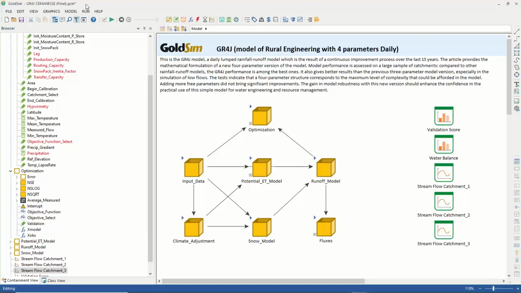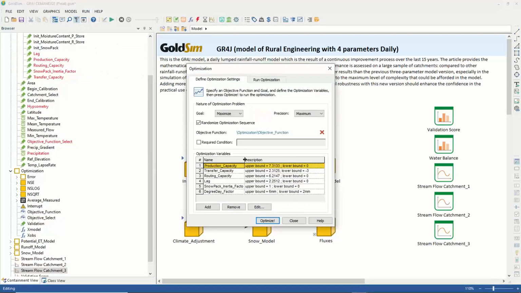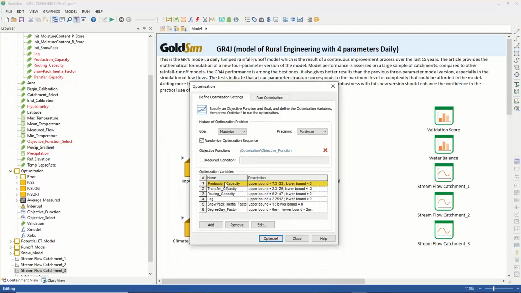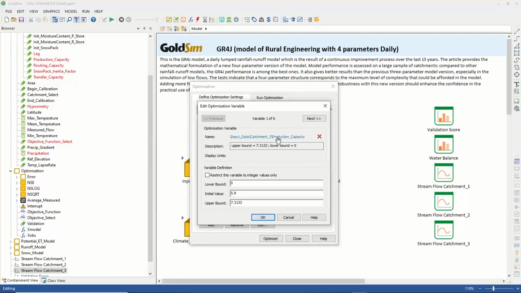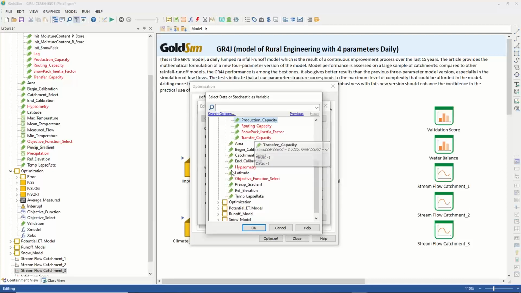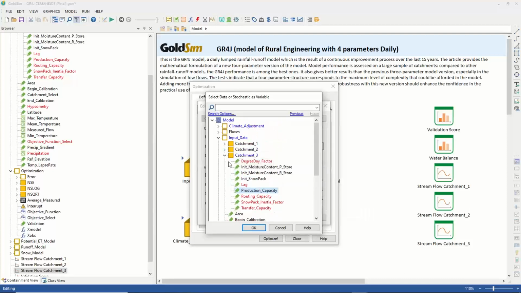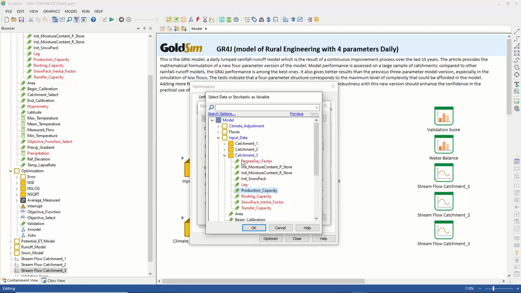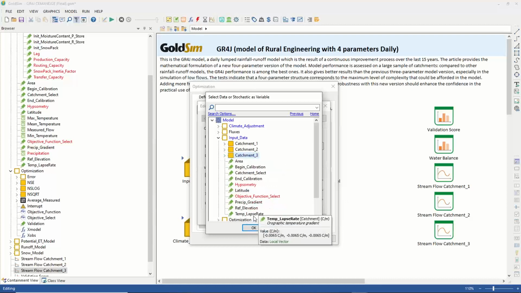To go, we can just go in edit mode, optimization. The objective function is already set on objective function in the optimization container. Your production capacity is already set here. You can choose: if I wanted to model catchment number 1, I would go here in catchment number 1 and then choose production capacity. Right now, it's already set on catchment number 3, which is the one I want to calibrate. So I'm not going to do anything.